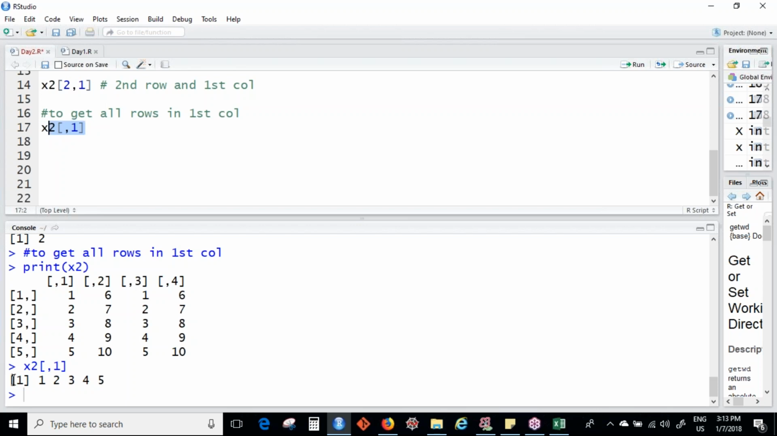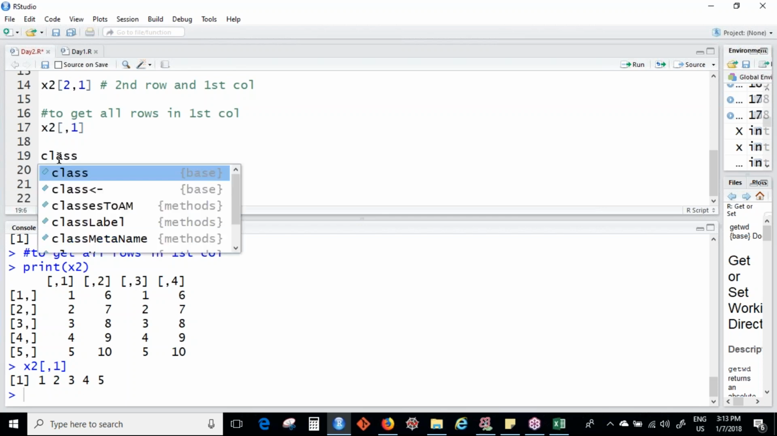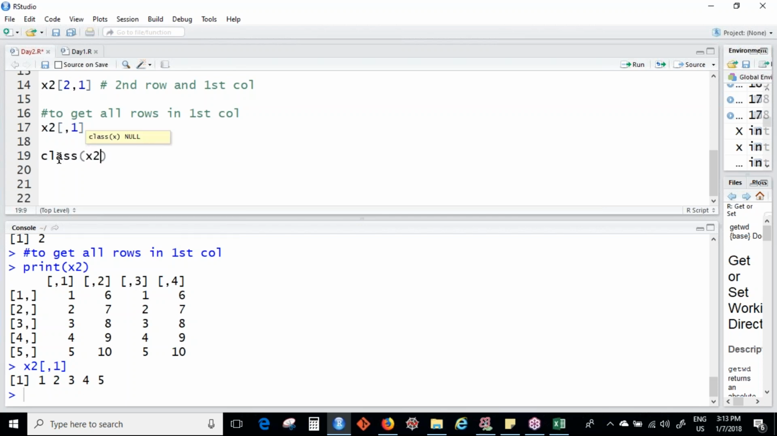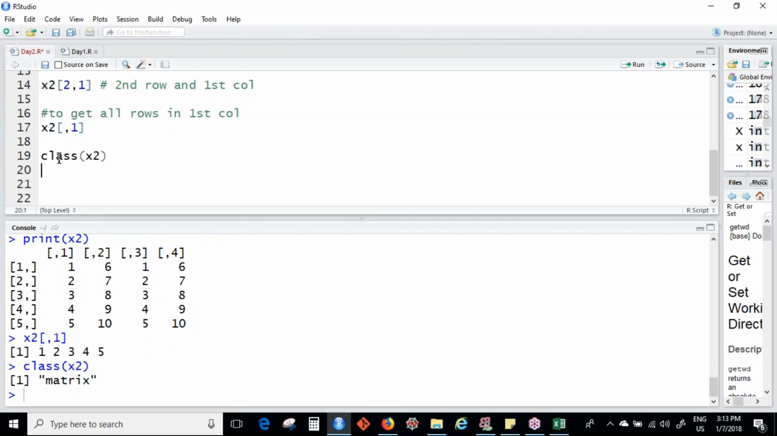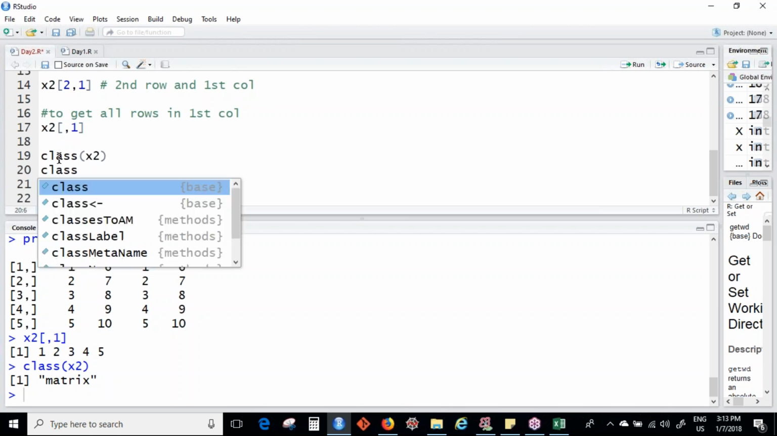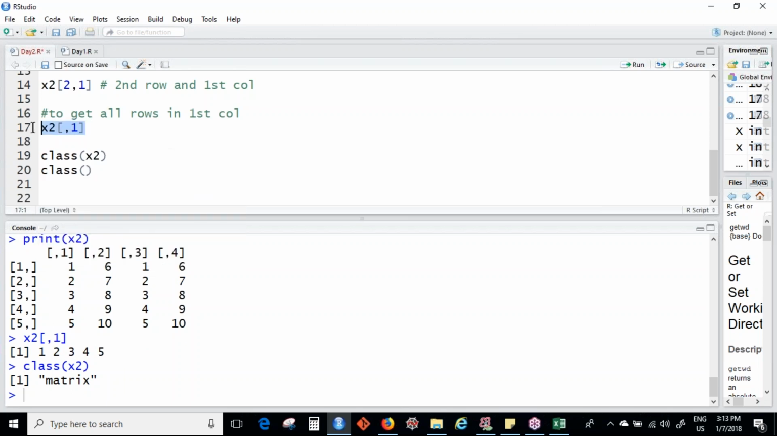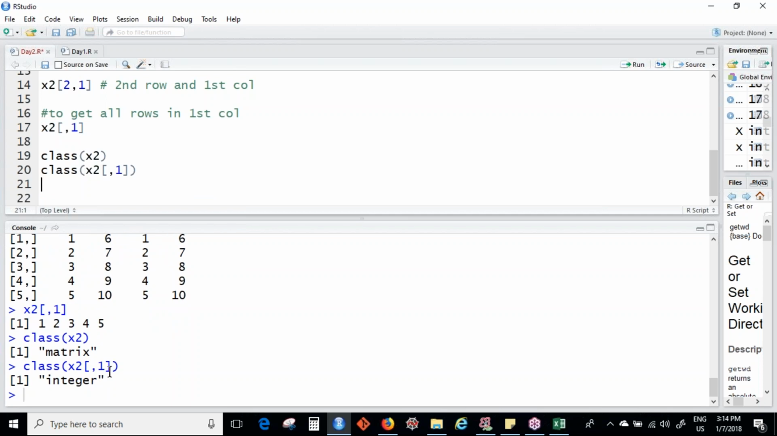So whenever you get this output, that means it is a vector. The output is a vector. If you check the class of x2, you will get matrix. But if you check the class of x2 with a row and column index, that will be a vector, so it will show integer, because it is a vector of integers.